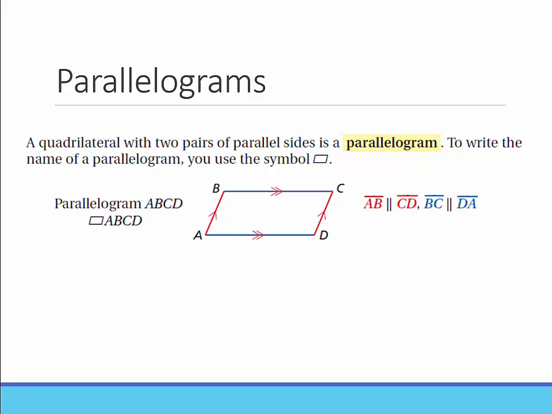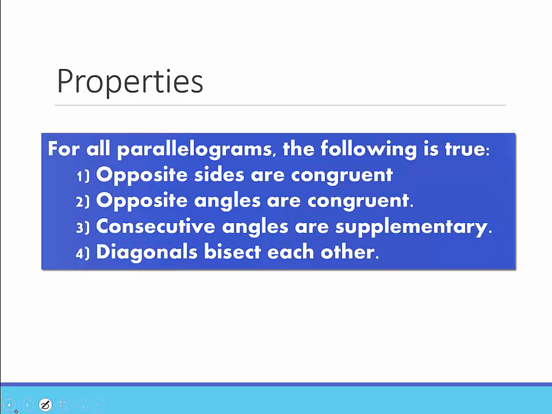So a parallelogram is just a special type of quadrilateral, and it happens when you end up with two pairs of parallel sides. So your opposite sides are parallel. So you have AB and CD, the red ones here, and then the blue ones that are parallel to each other. And we have a new symbol. Like we write the triangle in front of our triangle letters, we write a parallelogram symbol in front of our parallelogram letters. So here are your properties.